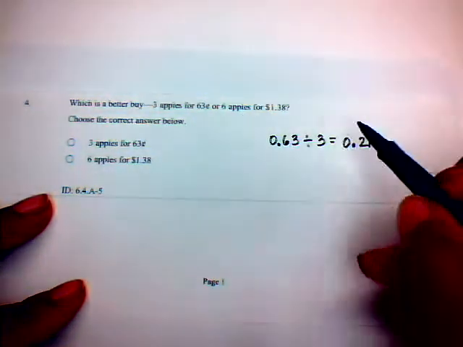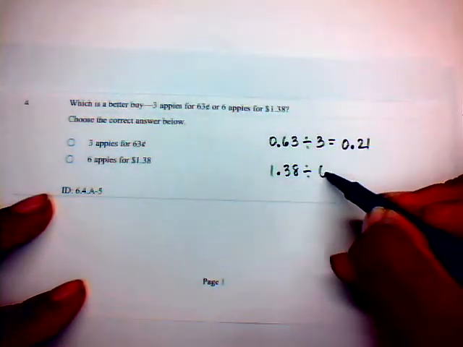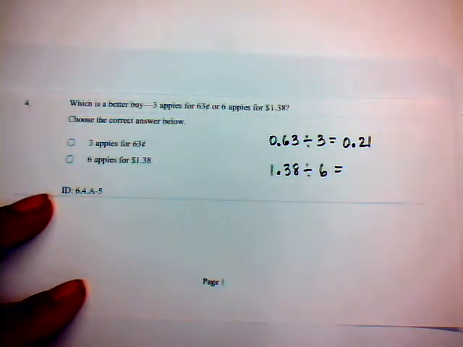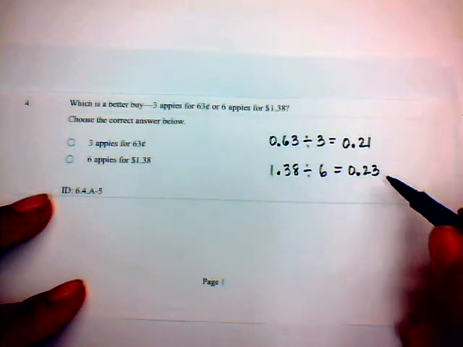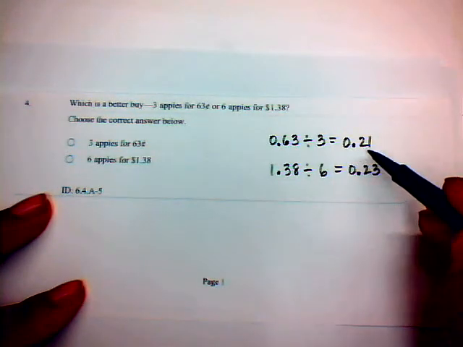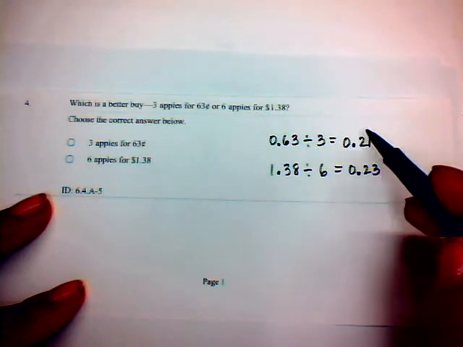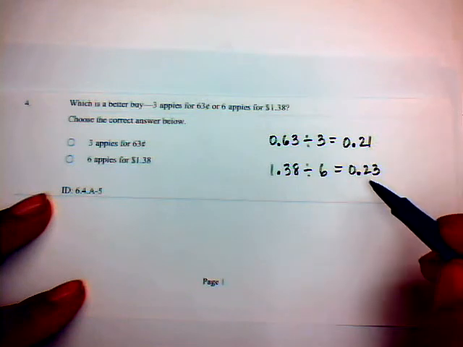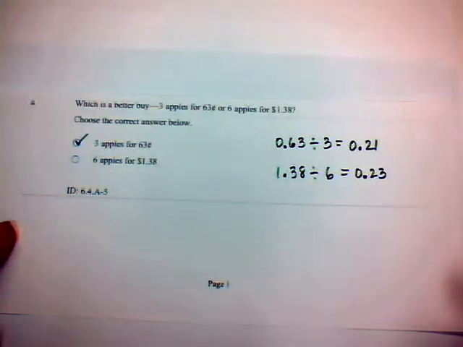And then you have 6 apples for $1.38. We're going to divide $1.38 by 6, which will be 23 cents. If you compare the unit price, you'll see that this one is smaller than the other one. 3 apples at 63 cents gives a smaller unit price than 6 apples for $1.38. So 3 apples at 63 cents would be a better buy.